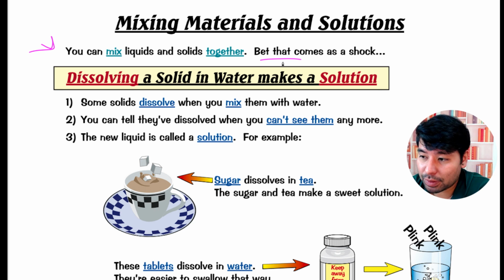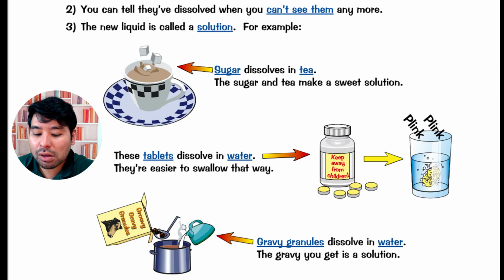And number three, the new liquid is called a solution. For example, a gente chama esse novo líquido, essa transformação de dois produtos que agora se tornaram um, a gente chama isso em inglês de solution. So let's check some examples.